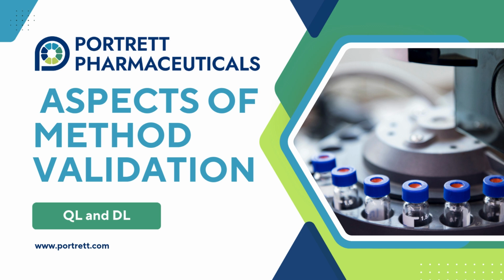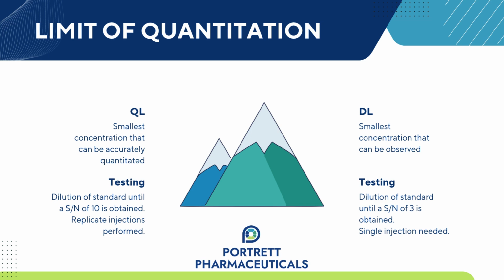Today we will be discussing quantitation limit and detection limit. The quantitation limit of the method is the smallest concentration in which a result can be quantitated accurately. The concentration is determined by preparing a solution that yields a signal-to-noise of 10. Typically, this is done by diluting a standard preparation.